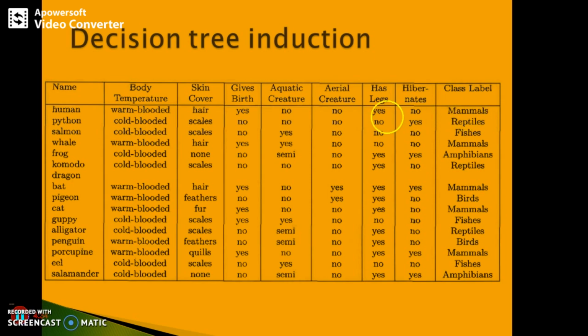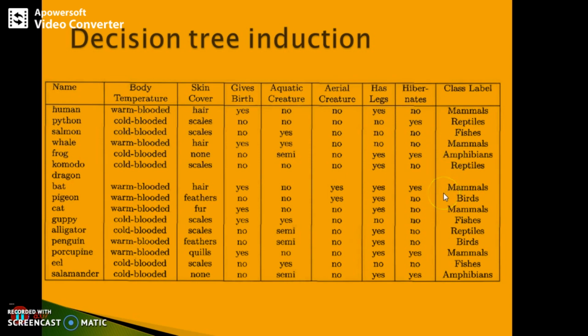You can see some more records for mammals. Look at the fourth record. The species is whale. Again the body temperature is warm-blooded. Other features: hair, gives birth, it is an aquatic creature and not an aerial creature, it has no legs, and no hibernation. Still you call it a mammal. It belongs to the mammal species.